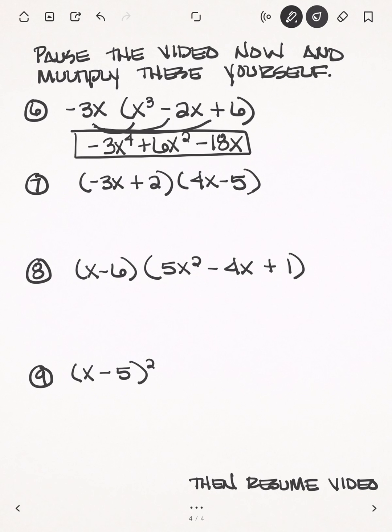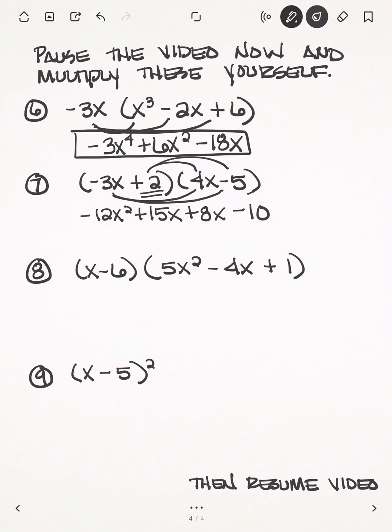Okay, number 7. We are multiplying a binomial times a binomial. So if you're doing a generic rectangle, you would have a 2 by 2 rectangle. When I multiply, I have my minus 3x times positive 4x. I get negative 12x squared. Negative 3x times negative 5. The negatives cancel, and I get plus 15x. Then I start all over again with this second term right here, this plus 2. Plus 2 times 4x is plus 8x. And 2 times negative 5 is negative 10.